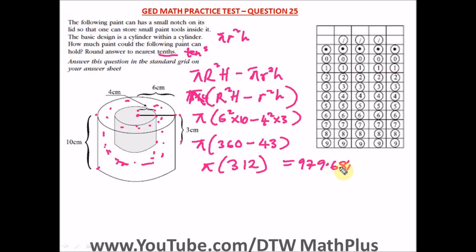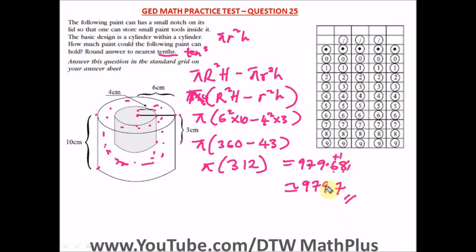From here, the number immediately after 6 is 8, and is 8 greater than 5? Yes, it is greater than 5, so we round up by 1. We add 1 to the 6 here. So what are we left with? We're left with 979.7, since 1 plus 6 is 7.